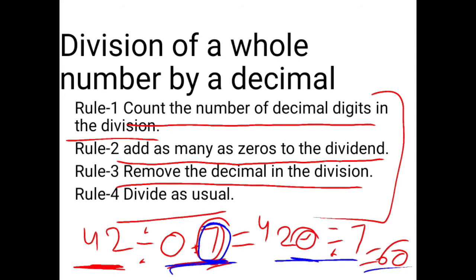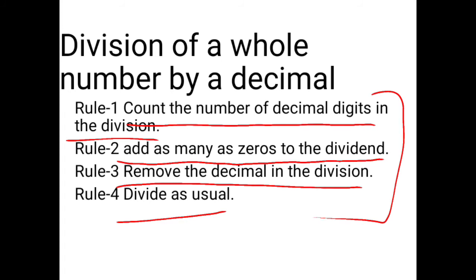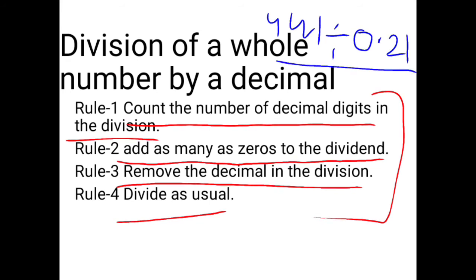I am taking another example to explain you. Example of a whole number: 441 is the whole number, and I am dividing this 441 by 0.21. Then how can I solve? For that we have to first count the number of digits after the decimal. Those are only two digits, 2 and 1. So we add two zeros after this number. What does it become? It becomes 441, then 2 zeros.